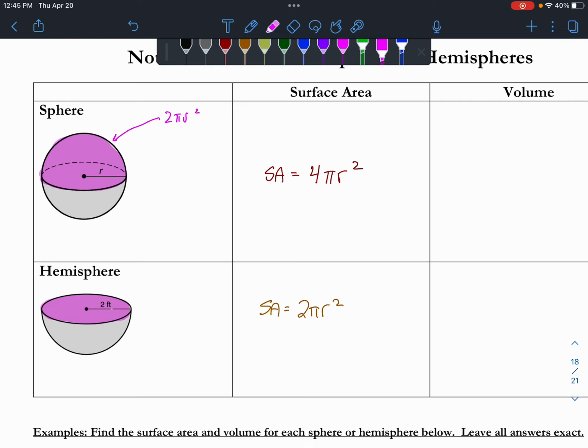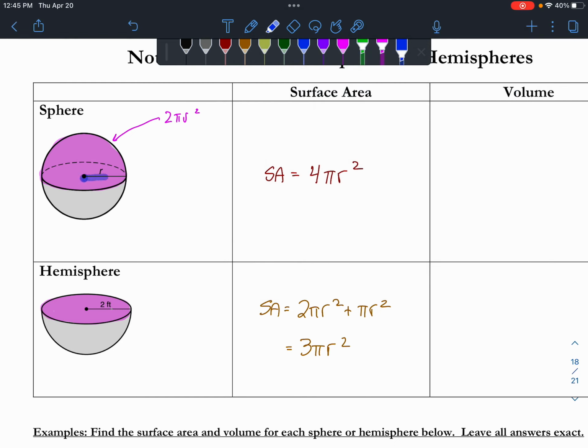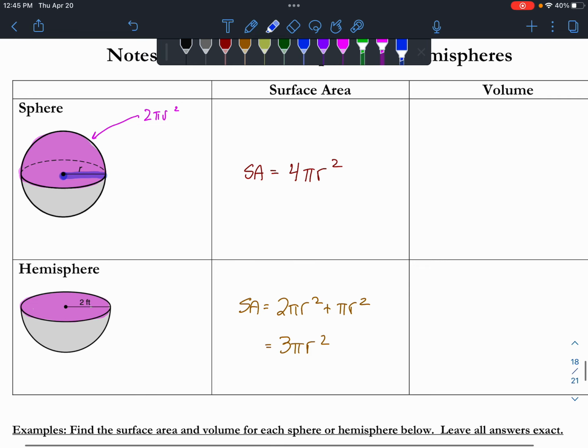So when we look at this, we actually have to add one more pi r squared. So my surface area for this one actually weirdly looks like 3 pi r squared. And the radius, again, just to emphasize for you guys, is the distance from the center of your sphere out to any edge that you have. There's a ton of radii that I could draw inside there, so I'm not going to draw them all.